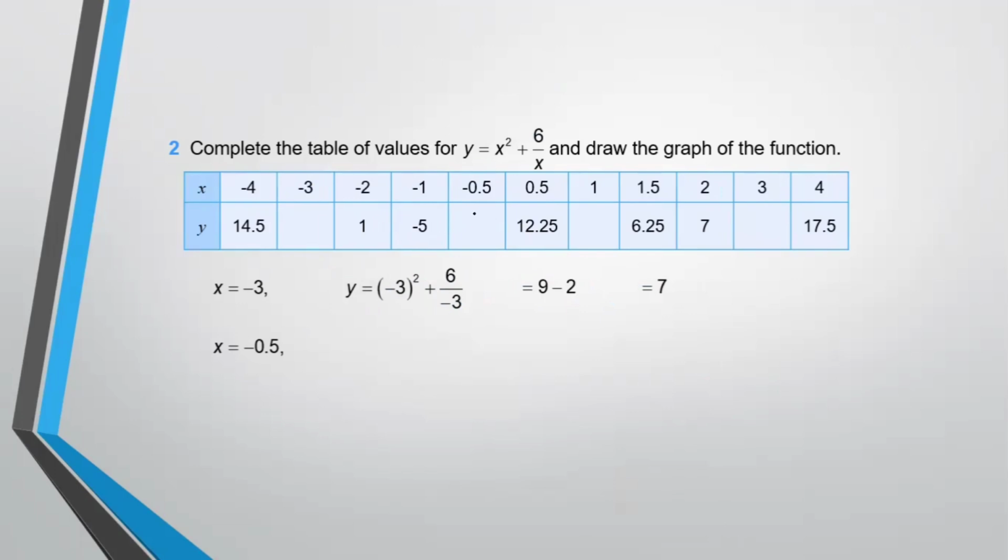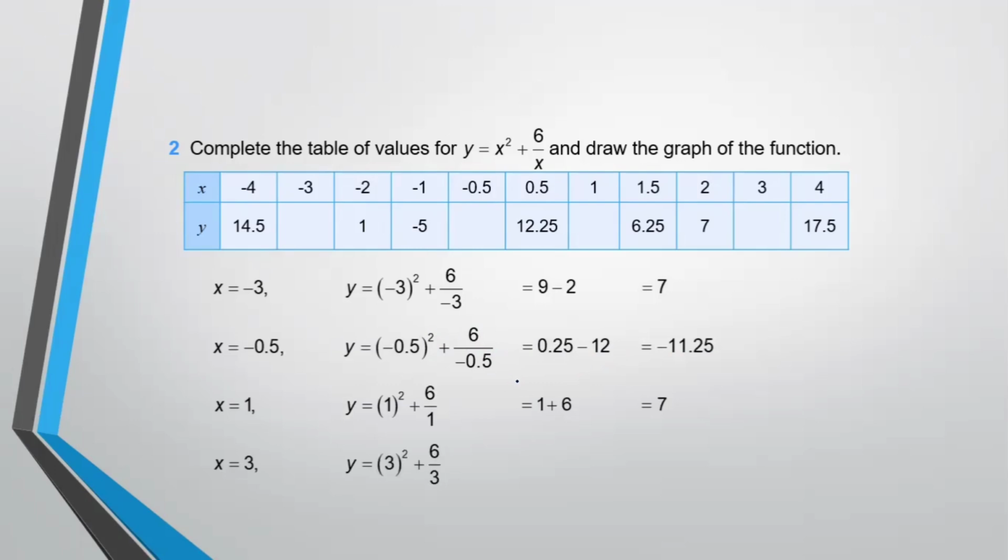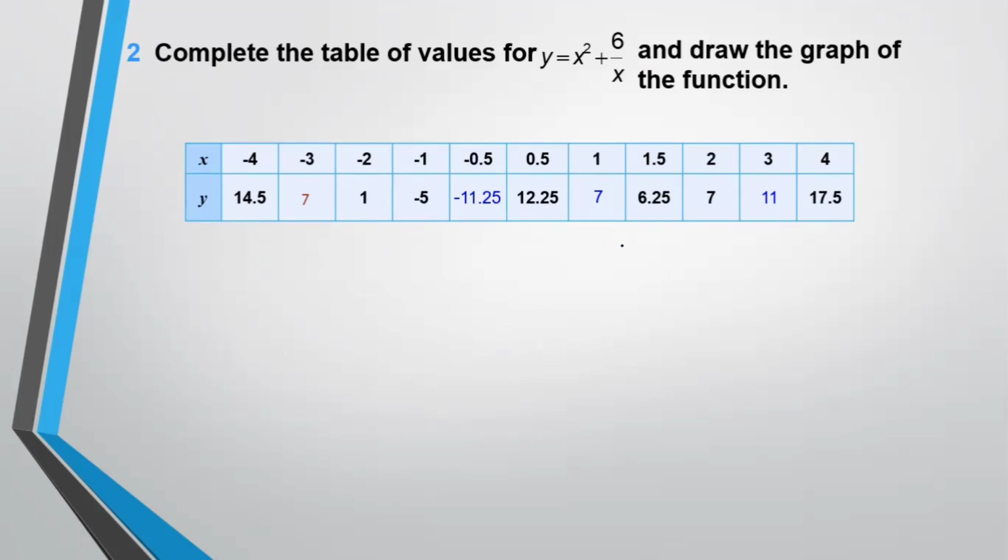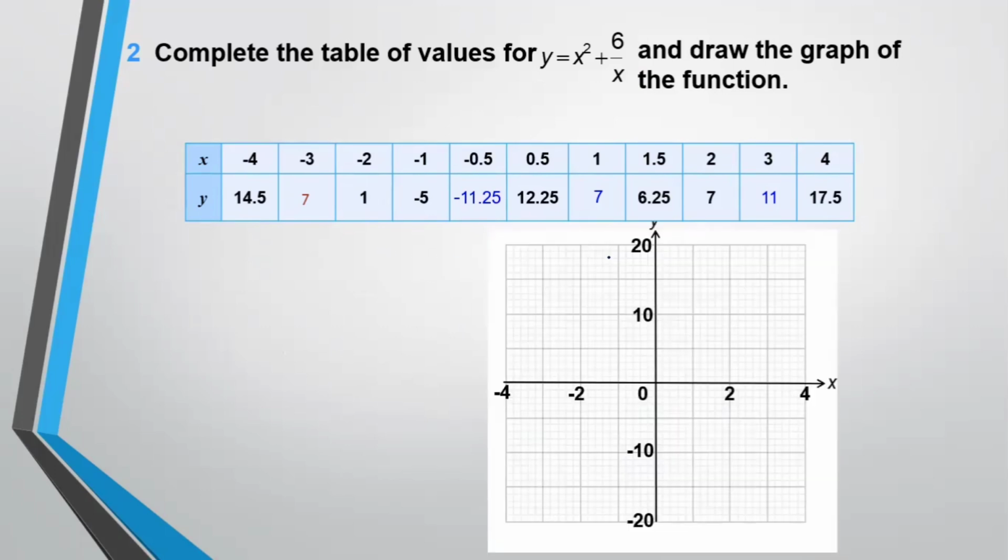X is equal to 0.5. So 0.5 square is 0.25, and 6 upon 0.5 is 12, which gives 12.25. If x is 1, 1 square plus 6 upon 1, you get 7. If x is 3, 3 square is 9 and 6 upon 3 is 2, so this is how you get 11. Let's put the values in the table and we start drawing the graph.